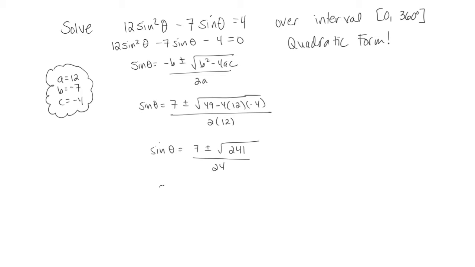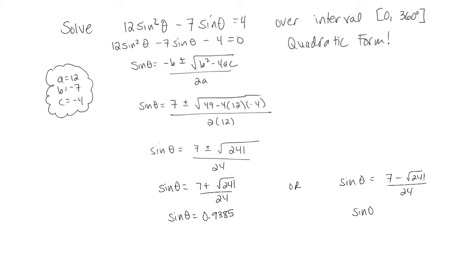When I work that out, 7 plus the square root of 241, all divided by 24, gives us that sine theta is equal to 0.9385. And then if we subtract, 7 minus the square root of 241 all over 24, we get that sine theta is approximately negative 0.3552.